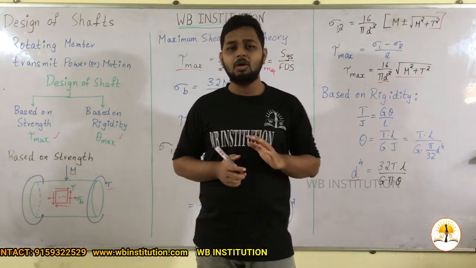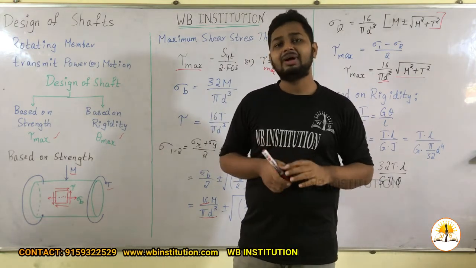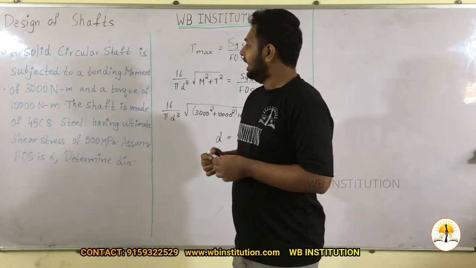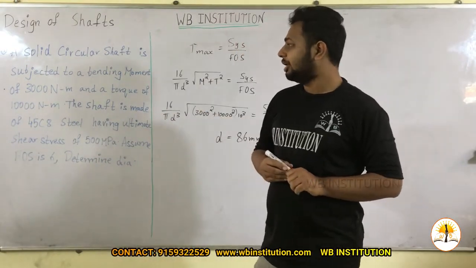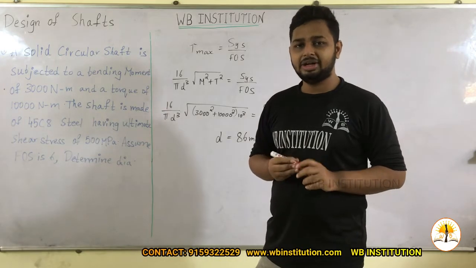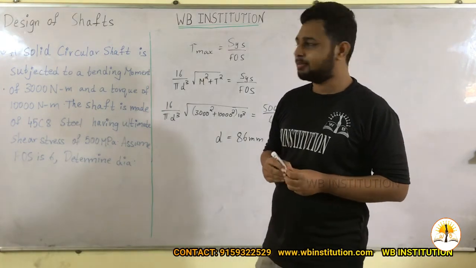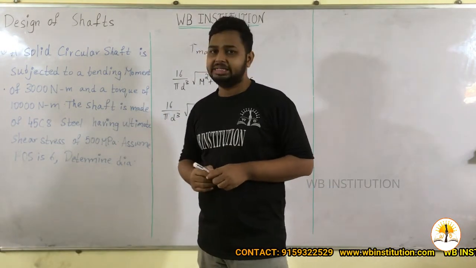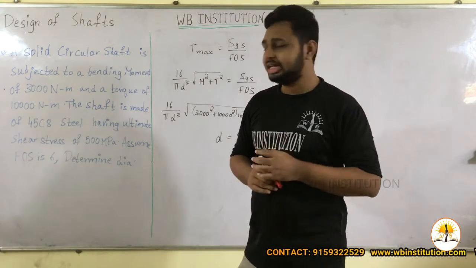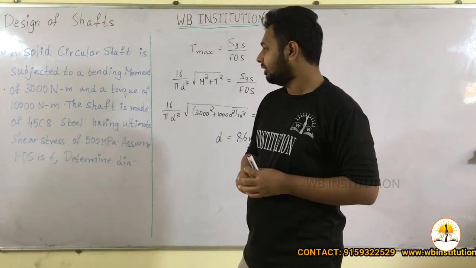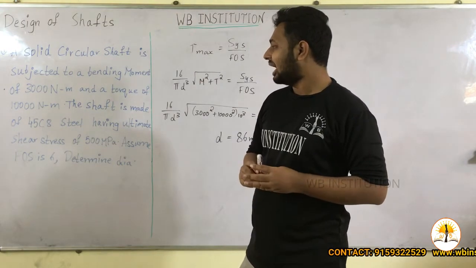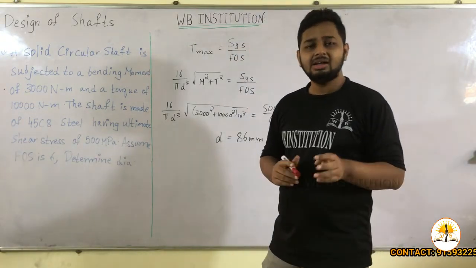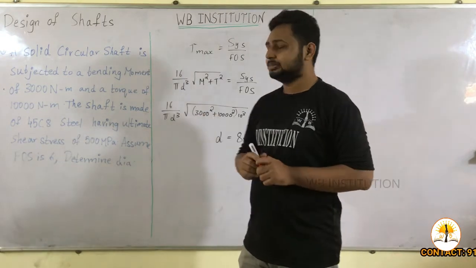Now let us solve a problem based on the strength and find the safe diameter of the shaft. A solid circular shaft is subjected to a bending moment of 3000 Newton meter. So they have given the value of M, that is 3000 Newton meter, and a torque of 10,000 Newton meter. So they have given the value of T. Now the shaft is made of 45C8 steel having an ultimate shear stress of 500 megapascal.